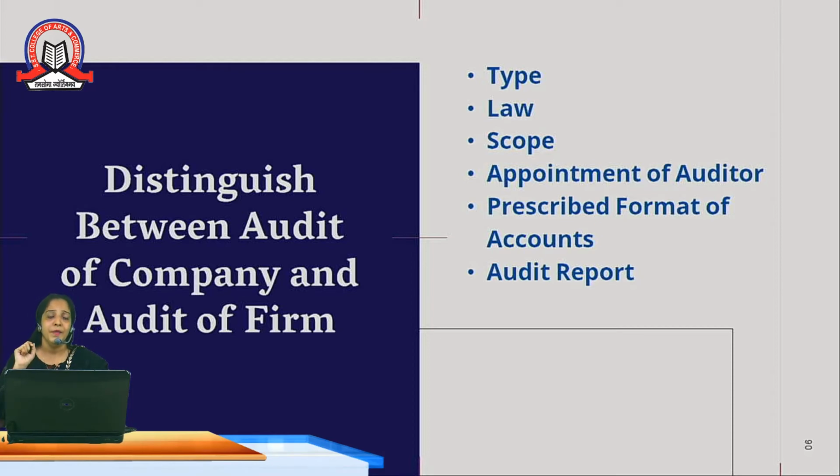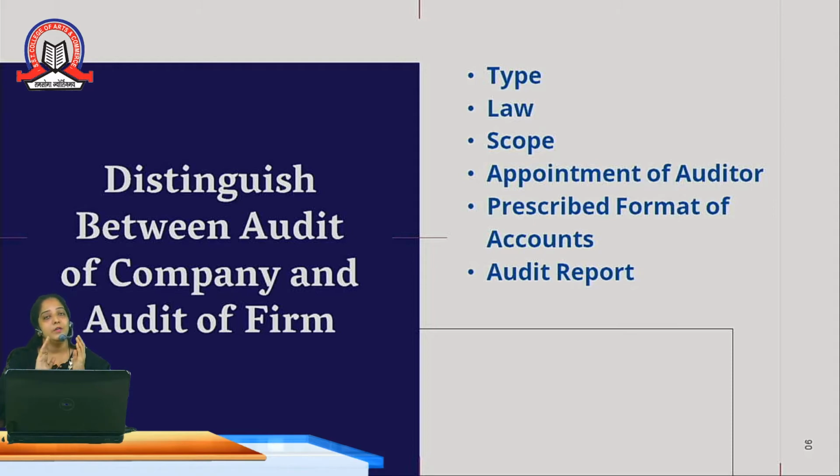First point is type. As already discussed, the audit of a company is a statutory one, and the audit of the firm is non-statutory. Law. The provisions of a specific law are required, which is the Companies Act 2013 in case of the audit of a company, and if it is an audit of a firm, then the Indian Partnership Act is required. Scope. The scope of the audit of a company will be comparatively broader than that of the audit of the firm.